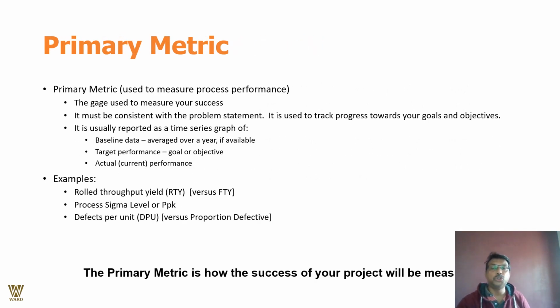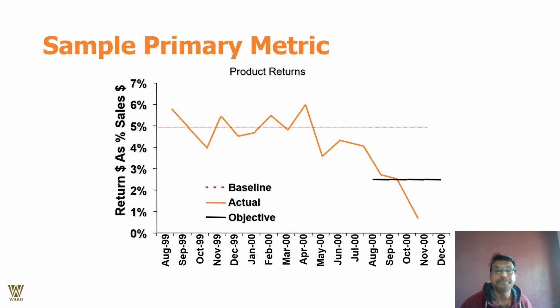So, the primary metric is used to measure the process performance. It is the gauge used to measure your success. It must be consistent with the problem statement. It is used to track the progress towards your goal and objective. It is usually reported as a time series graph: baseline data averaged over years, if available, target performance, goal or objective, and actual current performance. So what are we looking at? Examples are rolled throughput yield, process sigma level, defects per piece versus proportional defectiveness. The primary metric is to see how your project's success is measured.